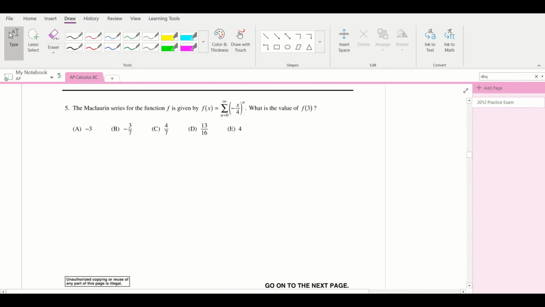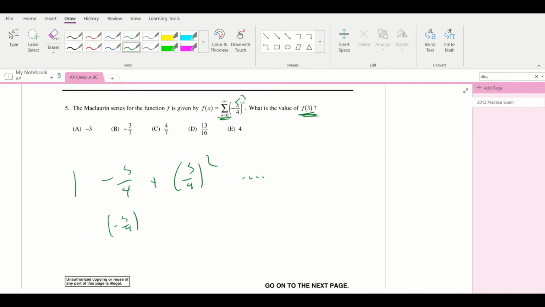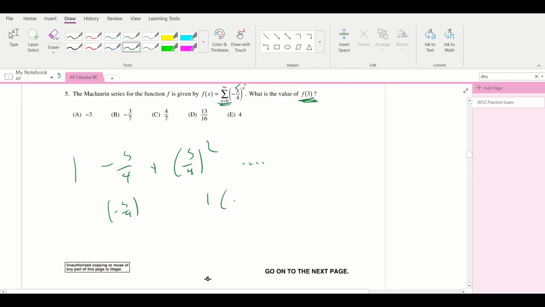All right, so when you want the value of f of 3, you just plug 3 into x here. So starting at n equals 0, the first term is 1, and then you have, and this is just a geometric sequence with starting term 1 and common ratio negative 3 over 4. So you can just use the closed form formula to find it.